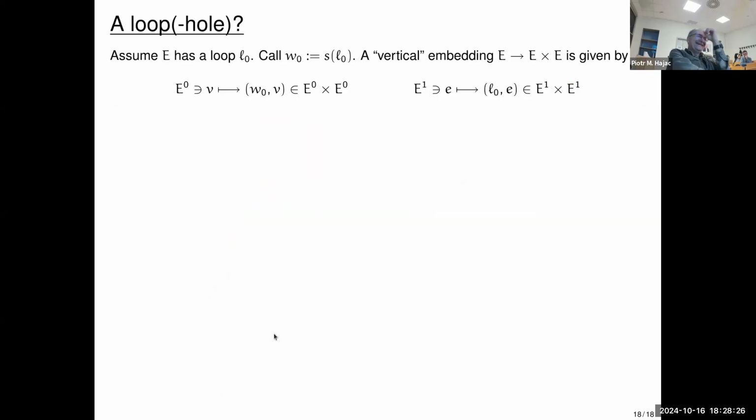So is there a loophole? So what can we do more? Suppose your graph E has a loop, L0, and call W0 the source of this, which is also the range. Then you can define another embedding of E in E cross E. You send every vertex V in the pair W0V. You send every edge E in the pair L0E, and still this is fine. Since L0 is a loop, this is a morphism of graphs, and it works only because it is a loop.